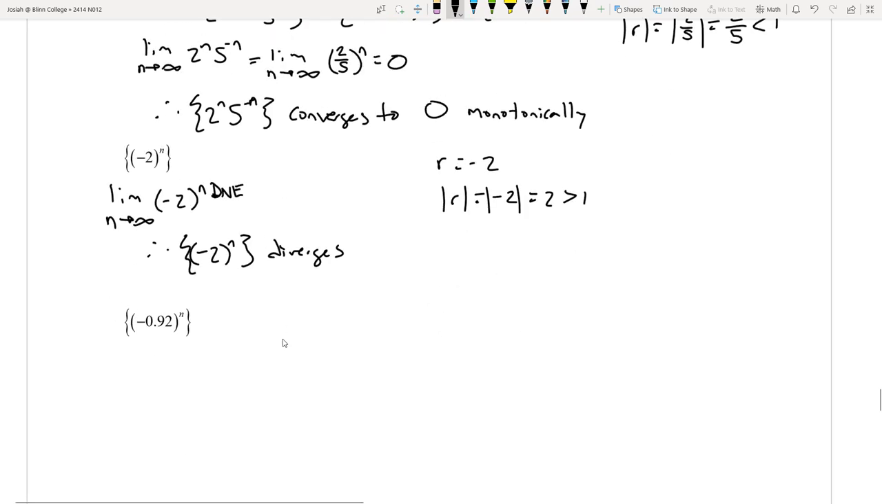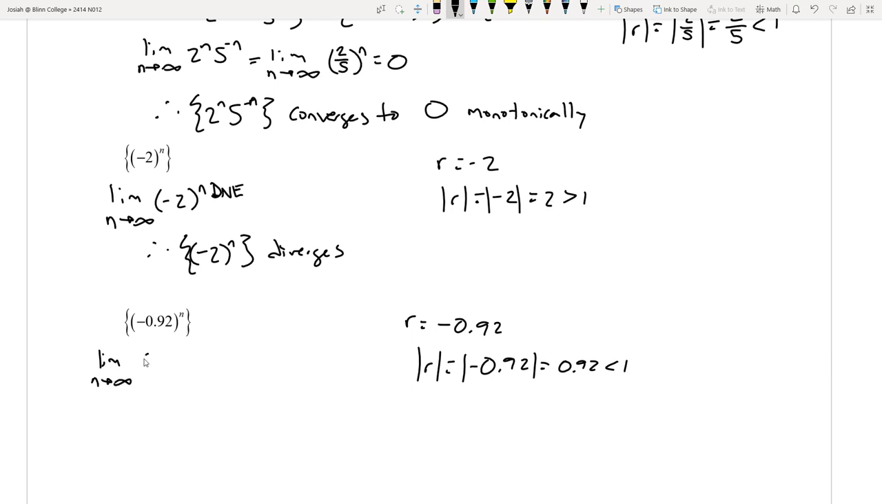All right, last one. r is going to be equal to -0.92. Absolute value of r is absolute value of -0.92, which is 0.92, and that's less than 1, which means that if we look at our limit as n tends to infinity, we're going to approach 0 based on that theorem that we've looked at, and therefore the sequence converges to 0 by oscillation, because our r here is negative.